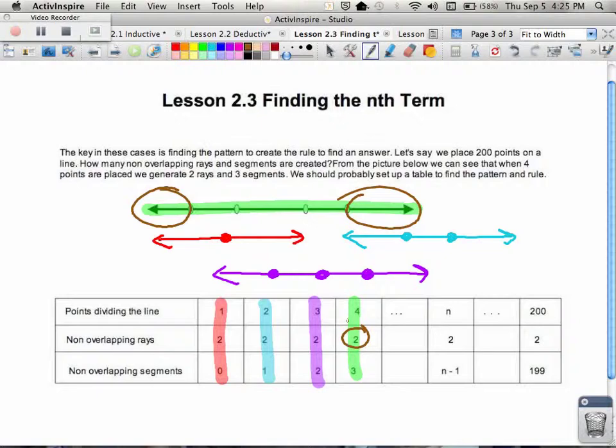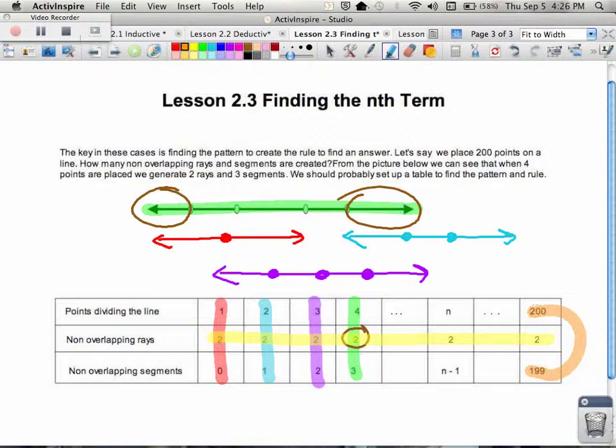For example, I notice that no matter what I do, every single time, there's always going to be 2 rays. I notice that no matter what I do, the number of segments is always 1 less than the number of points that I have. So notice that the 199 here is always 1 less than the number of points I have. So this is a pattern that I'm generating from this.